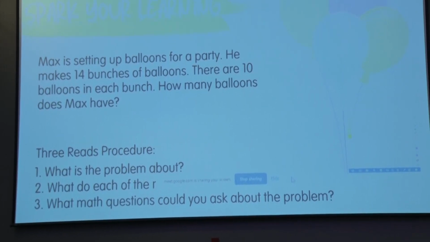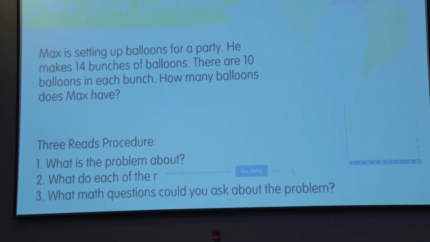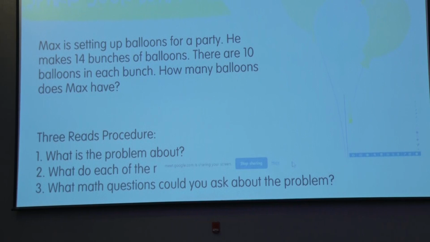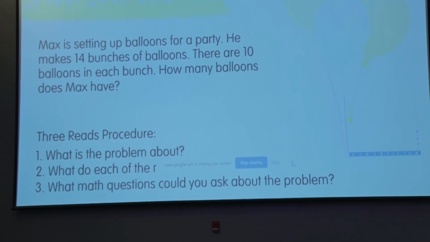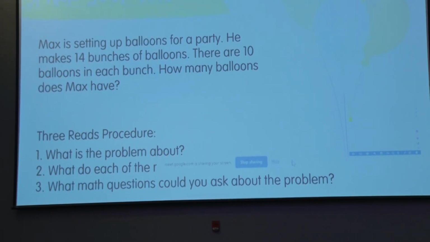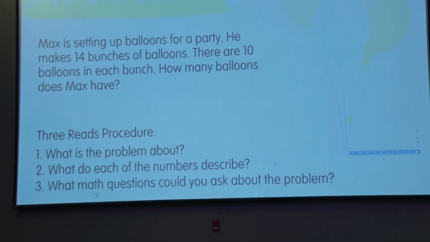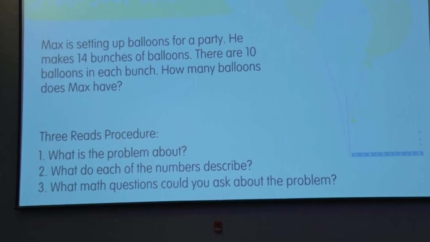All right, so we're going to read it again. Notice we haven't even asked the kids to solve anything yet, right? We're just talking about it. We want them to understand the problem. Because when they do math in the real world, it's all in context. They're not just doing addition and subtraction just for the fun of it, right? There's some sort of context to it.